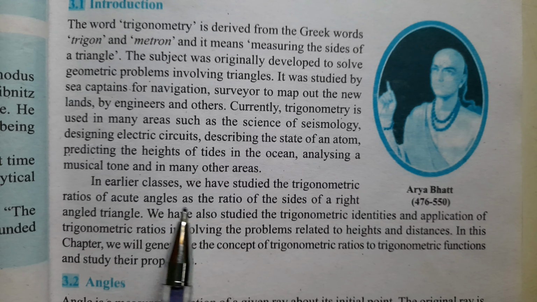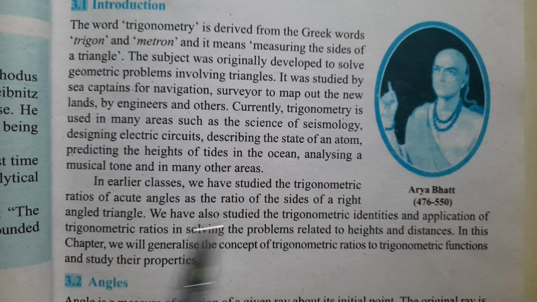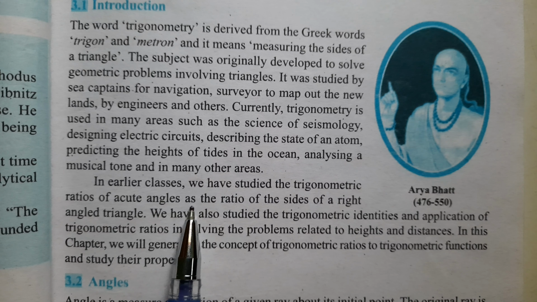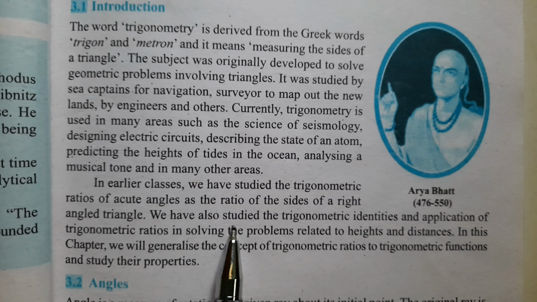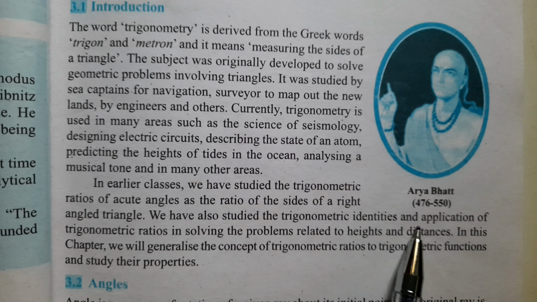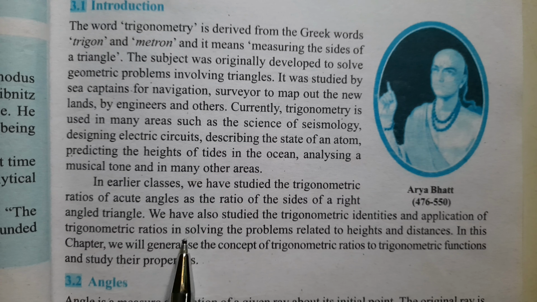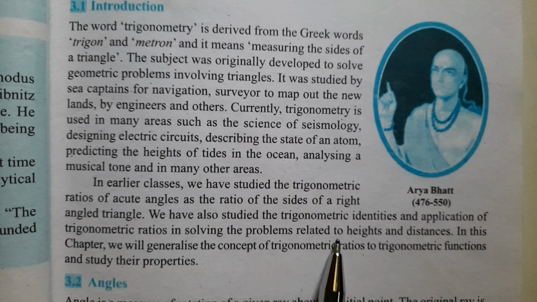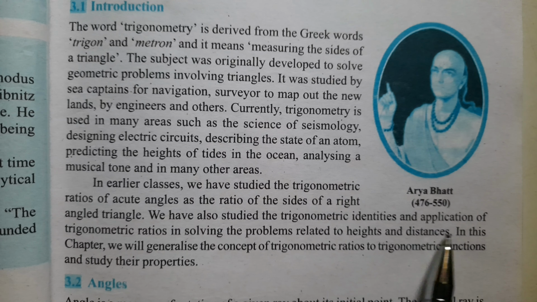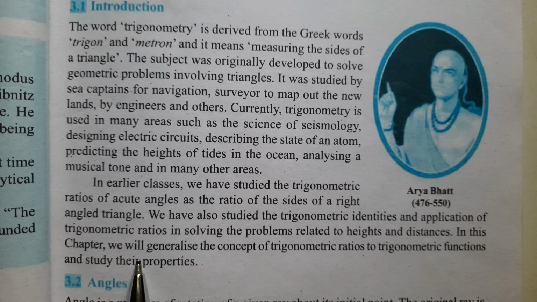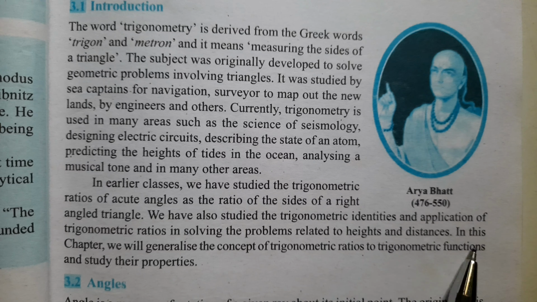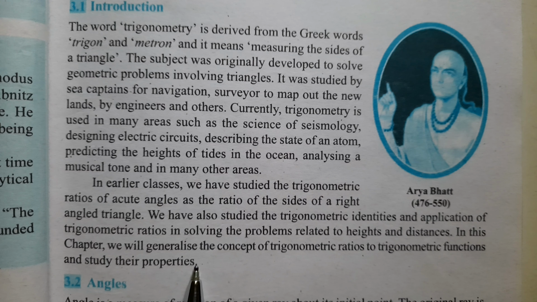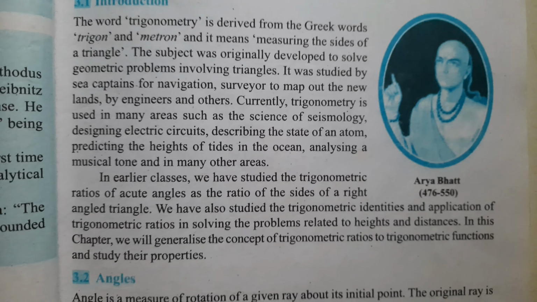In earlier classes, we have studied the trigonometric ratios of acute angles as the ratio of the sides of a right angle triangle. We have also studied the trigonometric identities and application of trigonometric ratios in solving problems related to heights and distances. In this chapter, we will generalize the concept of trigonometric ratios to trigonometric functions and study their properties. Now, first we will see the angles.